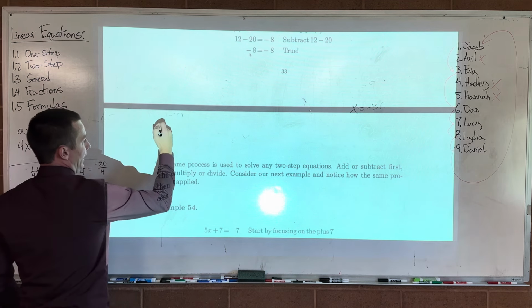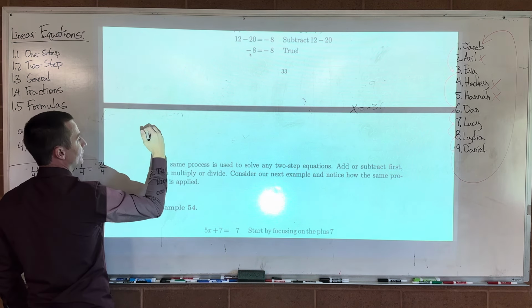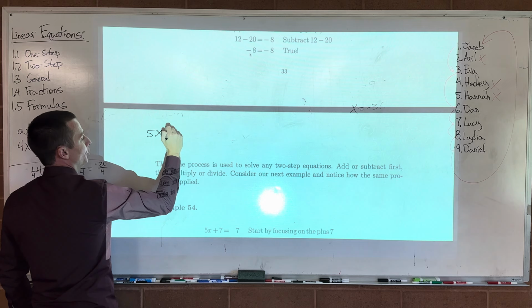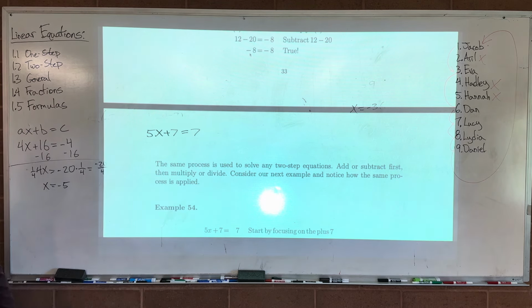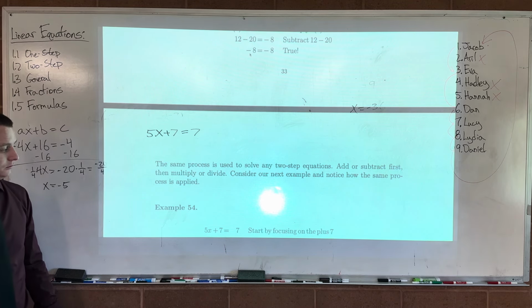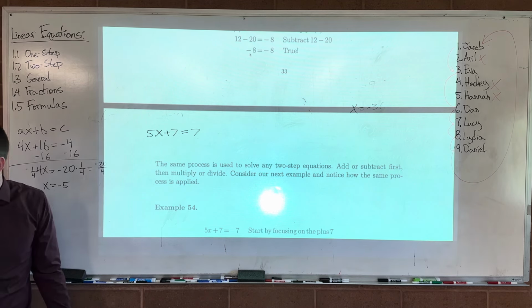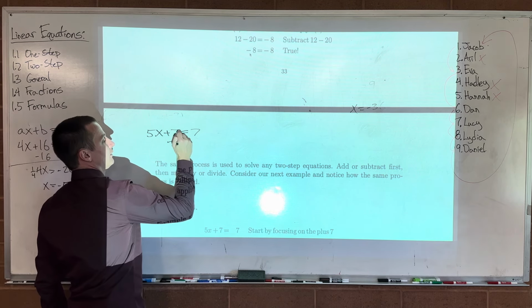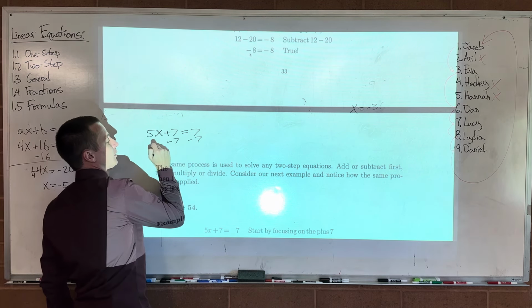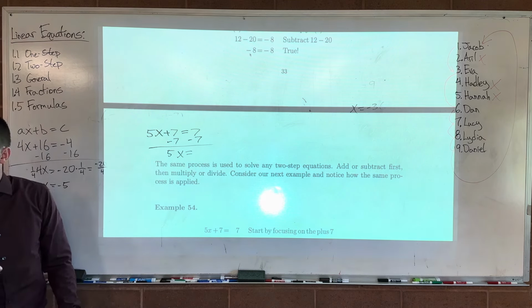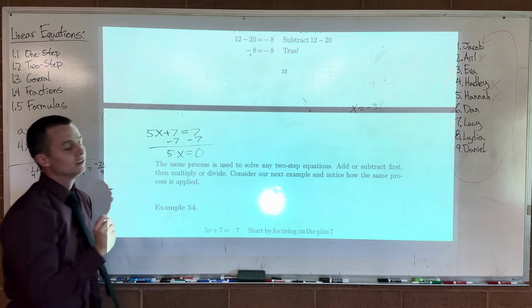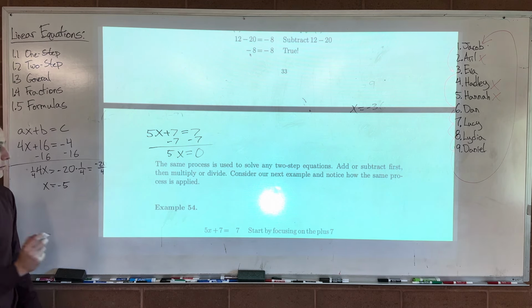All right, so now we have 5x plus 7 is equal to 7. Trying to get the x by itself. What am I going to do first? Minus 7 from both sides. Fantastic. So minus 7, minus 7. And what are we left with? 5x equals what? 0. Fantastic. Divide both sides by 5.